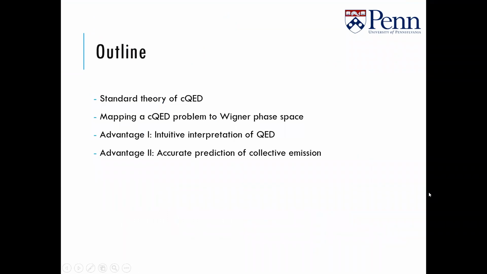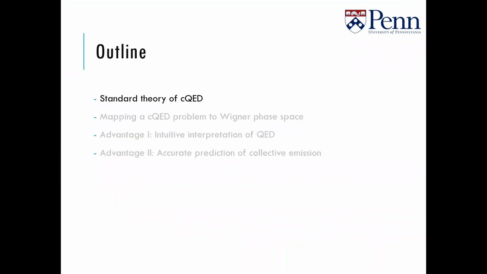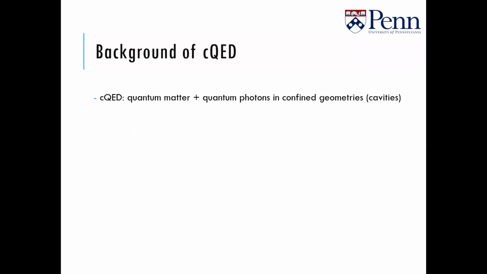Here is the outline of this talk. First, we start with the standard theory of cavity QED. In cavity QED, people study quantum matter interacting with quantum photons in a confined geometry. So what forms these cavities? For example, a pair of mirrors or nanoparticles near a metal surface. These can form the cavities.